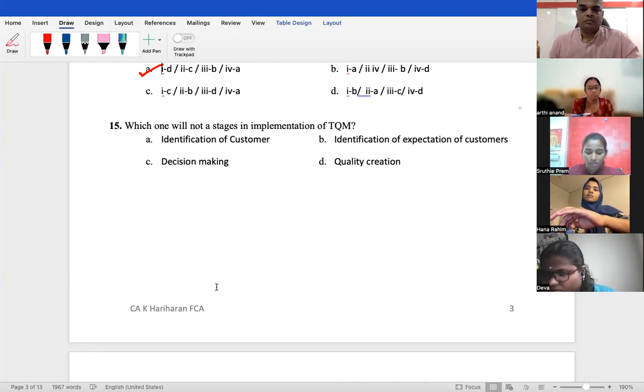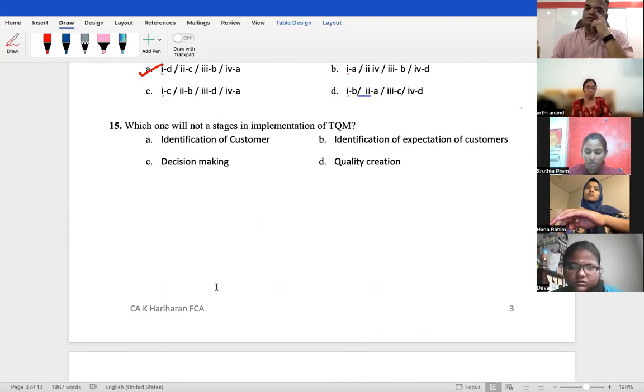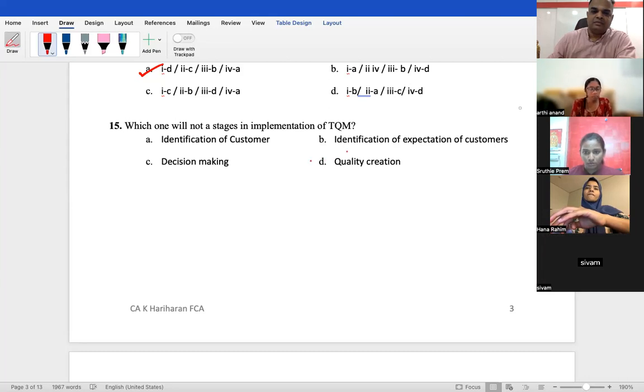Which one will not be a stage in implementation of TQM? Identification of customer, identification of expectation of customers, decision making, quality creation. With respect to stages in implementation of TQM, 8 stages are there: identification of customer, expectation of customer, decision making, problem, benchmarking, feedback, implementation, and improvement. So D will not form part of TQM implementation stages. Okay.